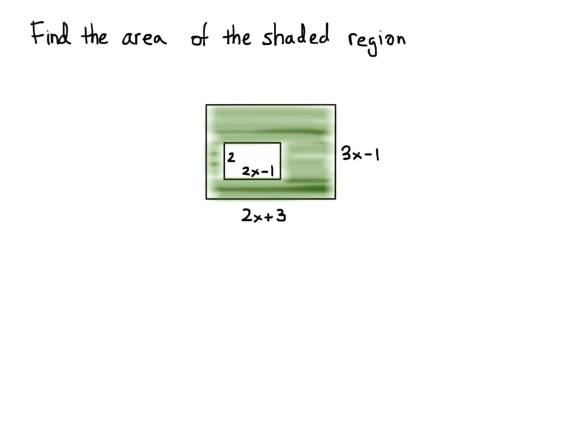In this case, if we want to find the area of the green, what we would do is find the area of the green as though it didn't have a hole in it, then subtract the area of the hole. So we don't have to break it up into anything. We don't even have to know the location of the hole. We just have to know its dimensions. And so we'll multiply the 3x minus 1 times the 2x plus 3, and then we subtract the area of the hole, 2 times 2x minus 1.